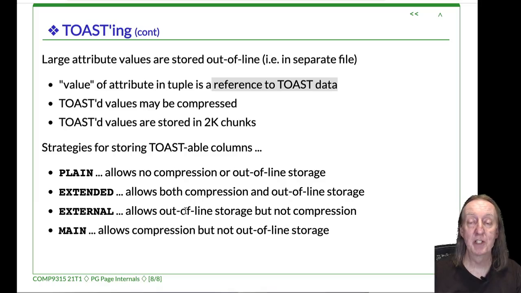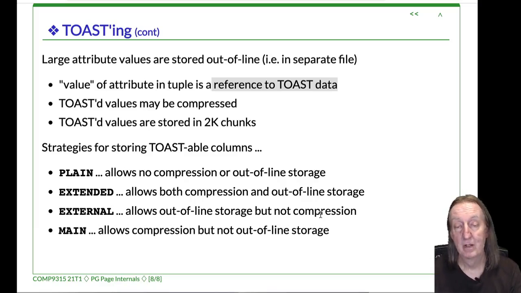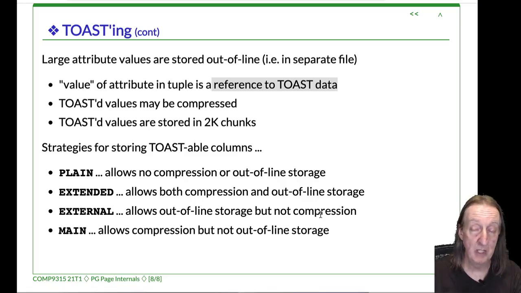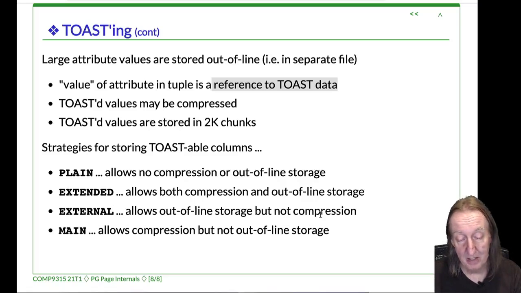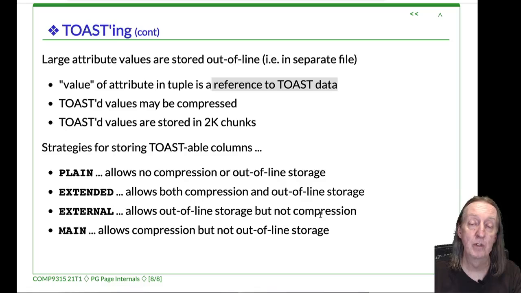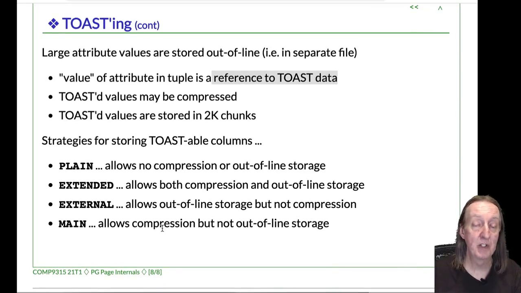External means you can store them in a toast file, but you can't compress them. Why would you ever want to do that? Well, I said before that maybe the cost of decompression is outweighed by the fact that not having to decompress things will be much faster. And obviously the counter to that is if you don't compress things and you store them, they take up more disk space. And you finally have another strategy which allows you to compress values but doesn't allow you to store them in a toast file.